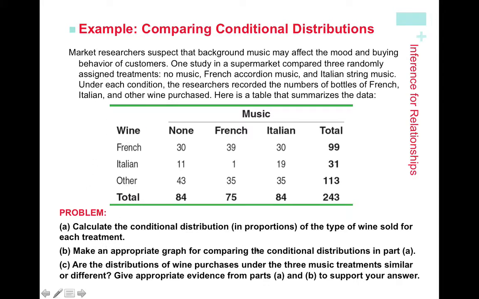So first thing they say here, let's go back to the past and calculate the conditional distribution and proportion of the type of wine sold for each treatment. So we're going to look at the wine sold for each treatment. So I'm going to do 30 over 84 and 11 over 84 and so on. And then it says to make a graph, and then the distributions are different.